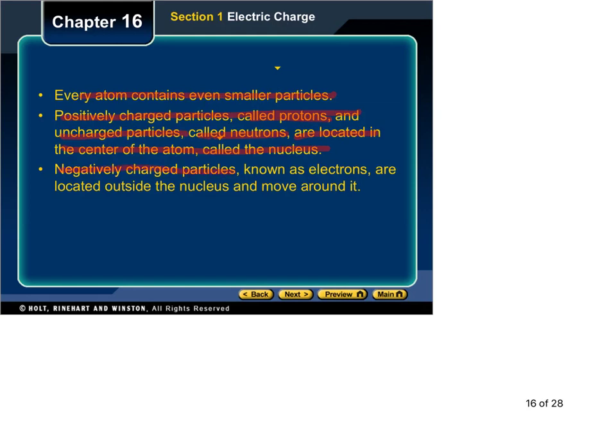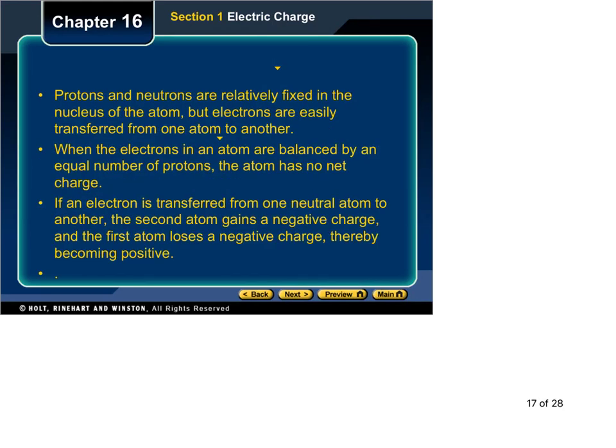And we've got negatively charged particles, called electrons, outside the nucleus, which move around it. A lot of key information here. Protons and neutrons are pretty well fixed in the nucleus. Electrons, though, are easily transferred from one atom to another. If the electrons are balanced by protons, we have no net charge. That's what happens in a normal, neutral atom, with an equal number of protons and electrons.